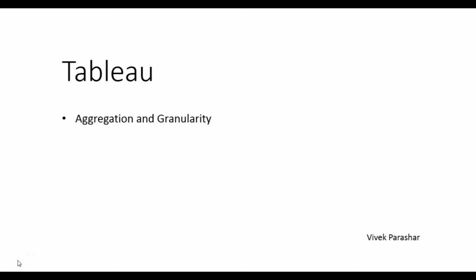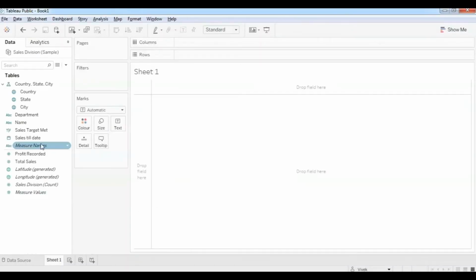Welcome all. In this tutorial, we will understand the concept of aggregation and granularity. So let me open Tableau Public. It is the same data source that we connected in the previous tutorials. Right, so we have here two measures, that is profit recorded and total sales.